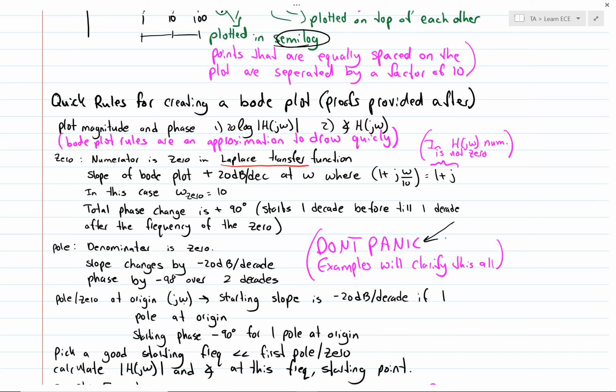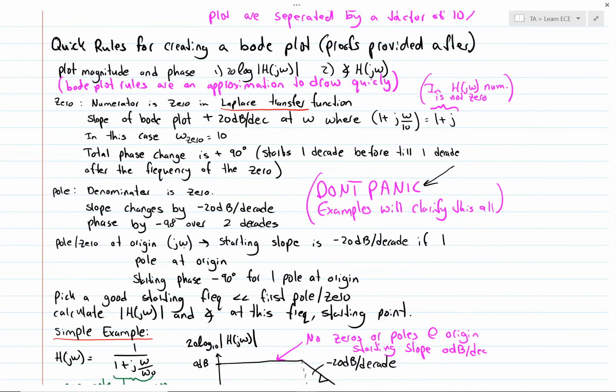So we want to plot 20 log of |H(jω)| and the phase of H(jω). Now, the rules that I'm going to lay out here, which again, hopefully you have at least seen before, are to enable you to draw Bode plots quickly, right? So a few approximations of what happens at the frequency of a pole or a 0 to your plot, and then you can obviously draw a more precise one if you had more time.